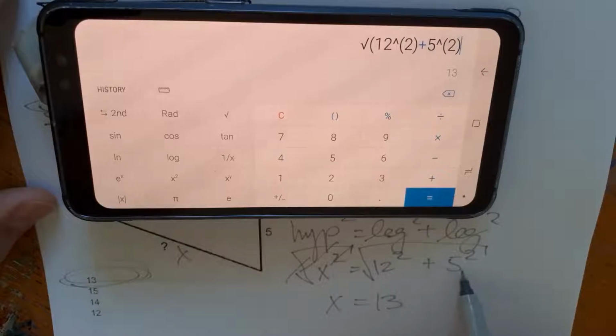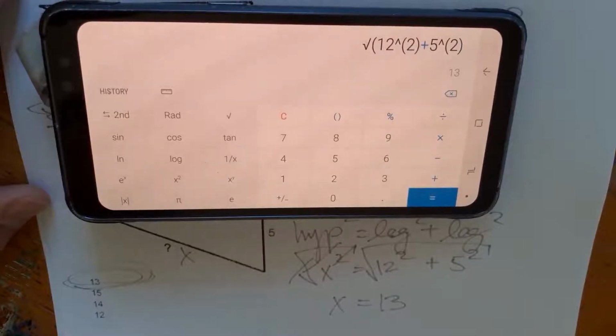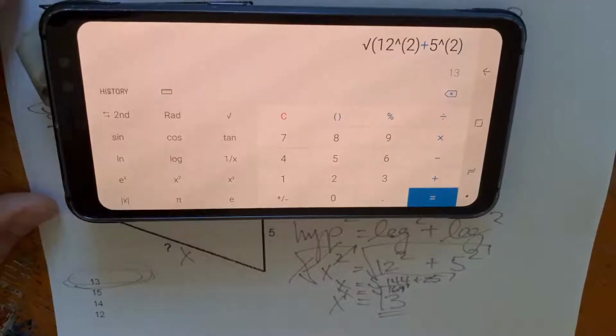Don't put 144 plus 25 and then take the square root. I mean, you can if you want, and I should probably show you that, right? This would equal x equals square root of 144 plus 25. 144 plus 25 is x equals square root of 169. If you know the perfect square root of 169, it's 13.